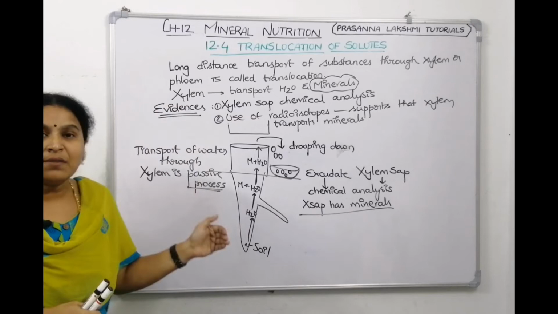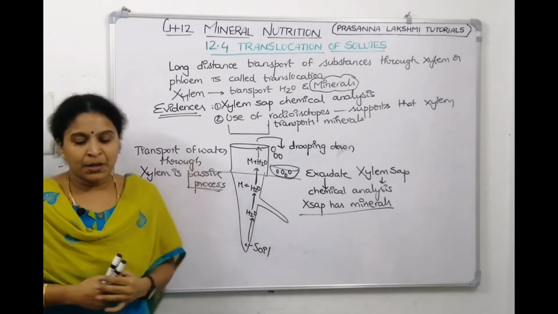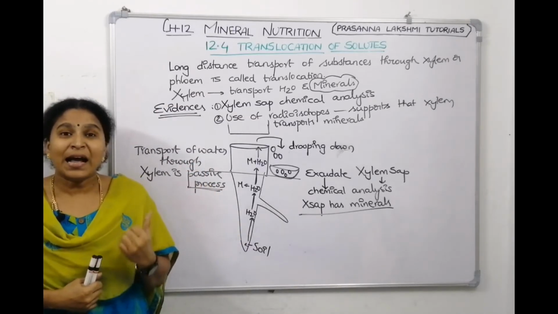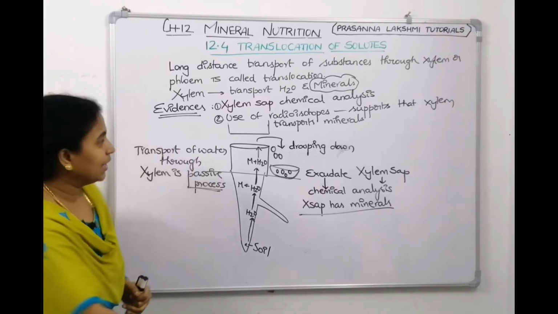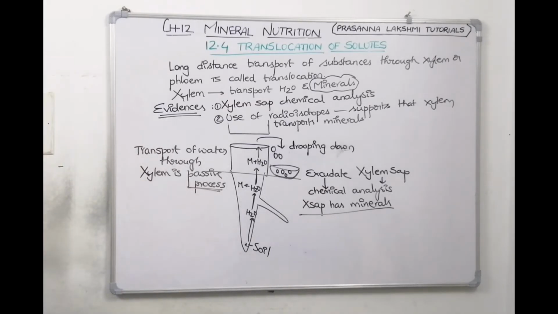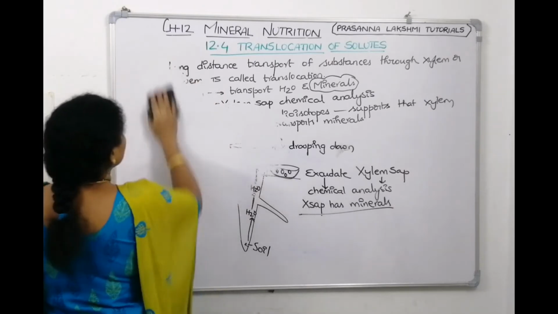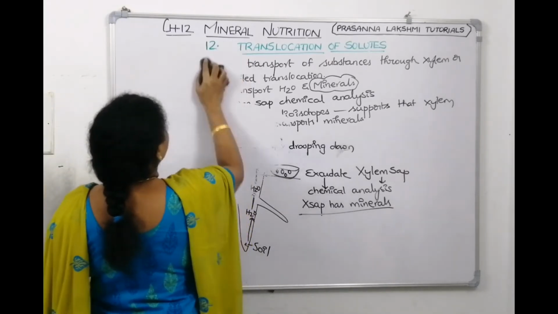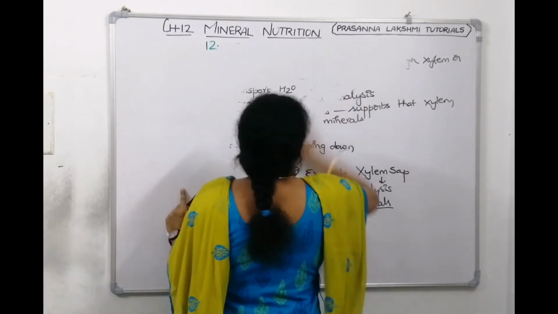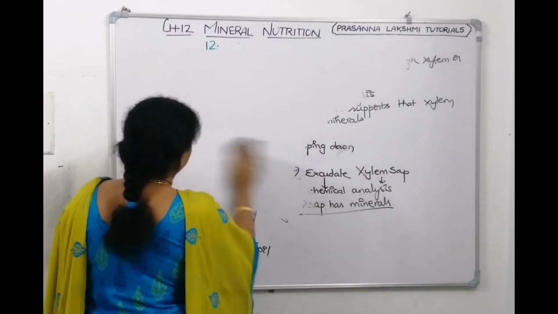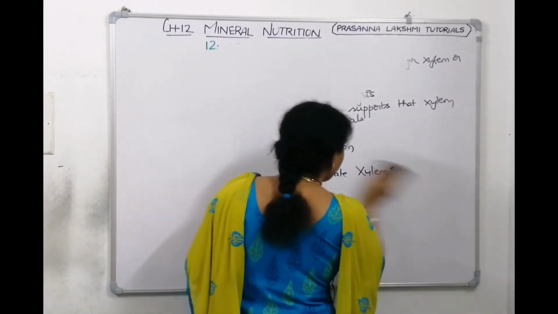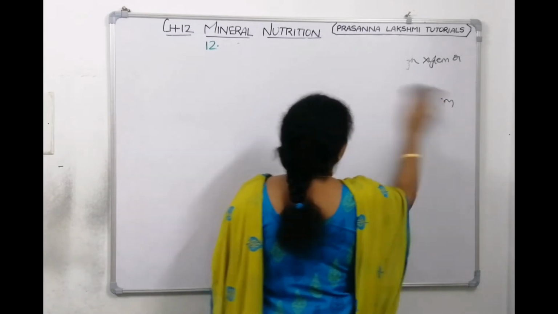Take a screenshot. Then we will talk about 12.5, which is soil as a reservoir of mineral nutrients. Right. Now, the next topic in NCERT is 12.5, soil as a reservoir of mineral elements. That we will discuss before starting the mineral nutrition chapter.